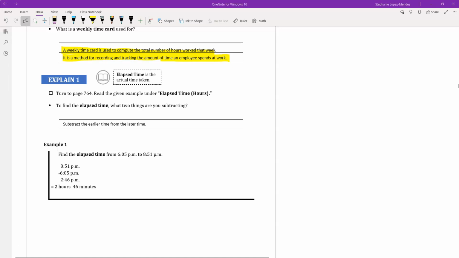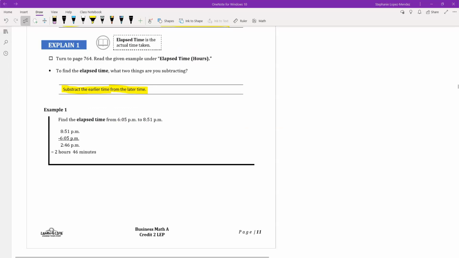Now remember to turn to page 764 of your textbook and read the example under elapsed time hours. I'm going to explain step by step here too, but just make sure to read it before you continue. So in this question we have, what two things are we supposed to subtract in order to find our elapsed time? So what we need to do is subtract the earlier time from the later time.